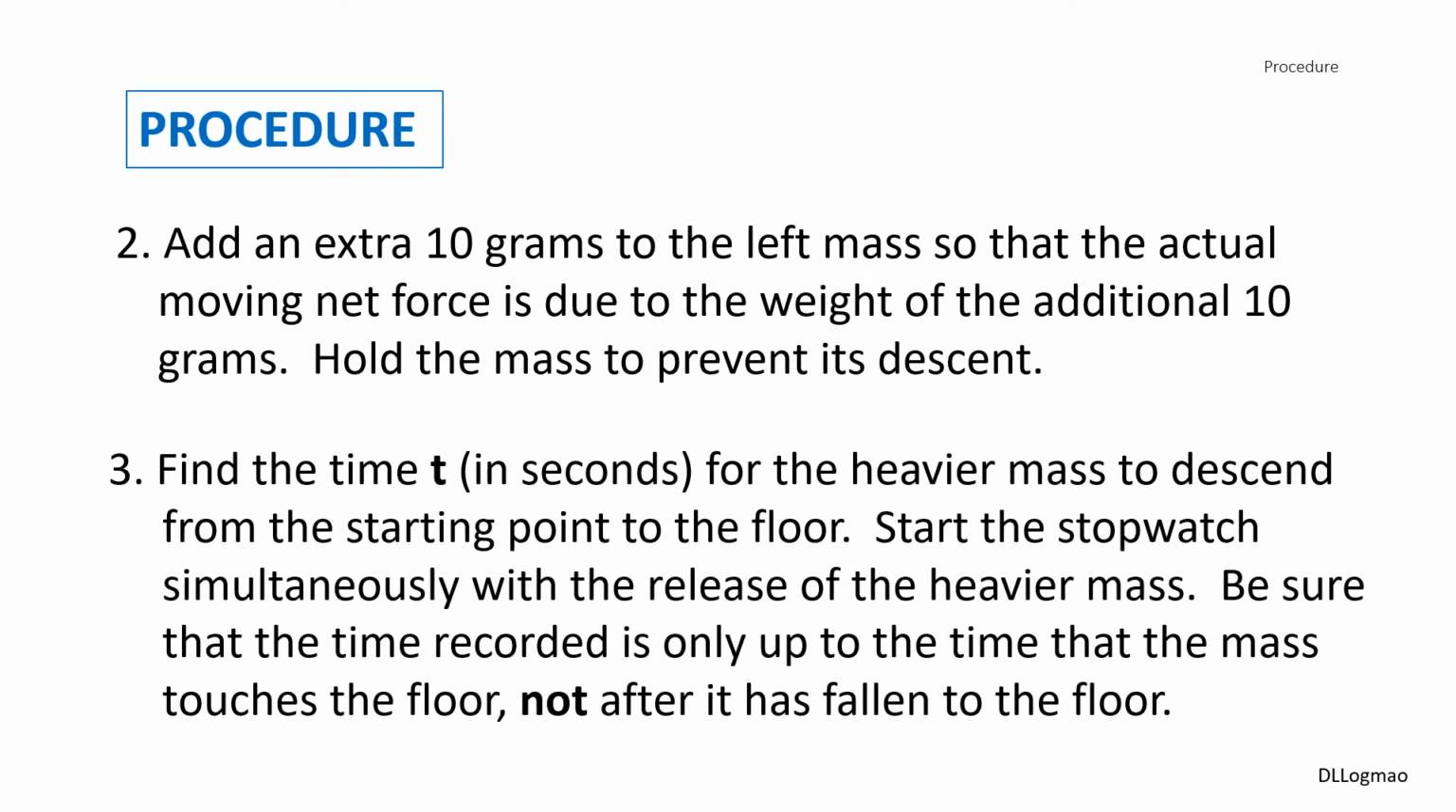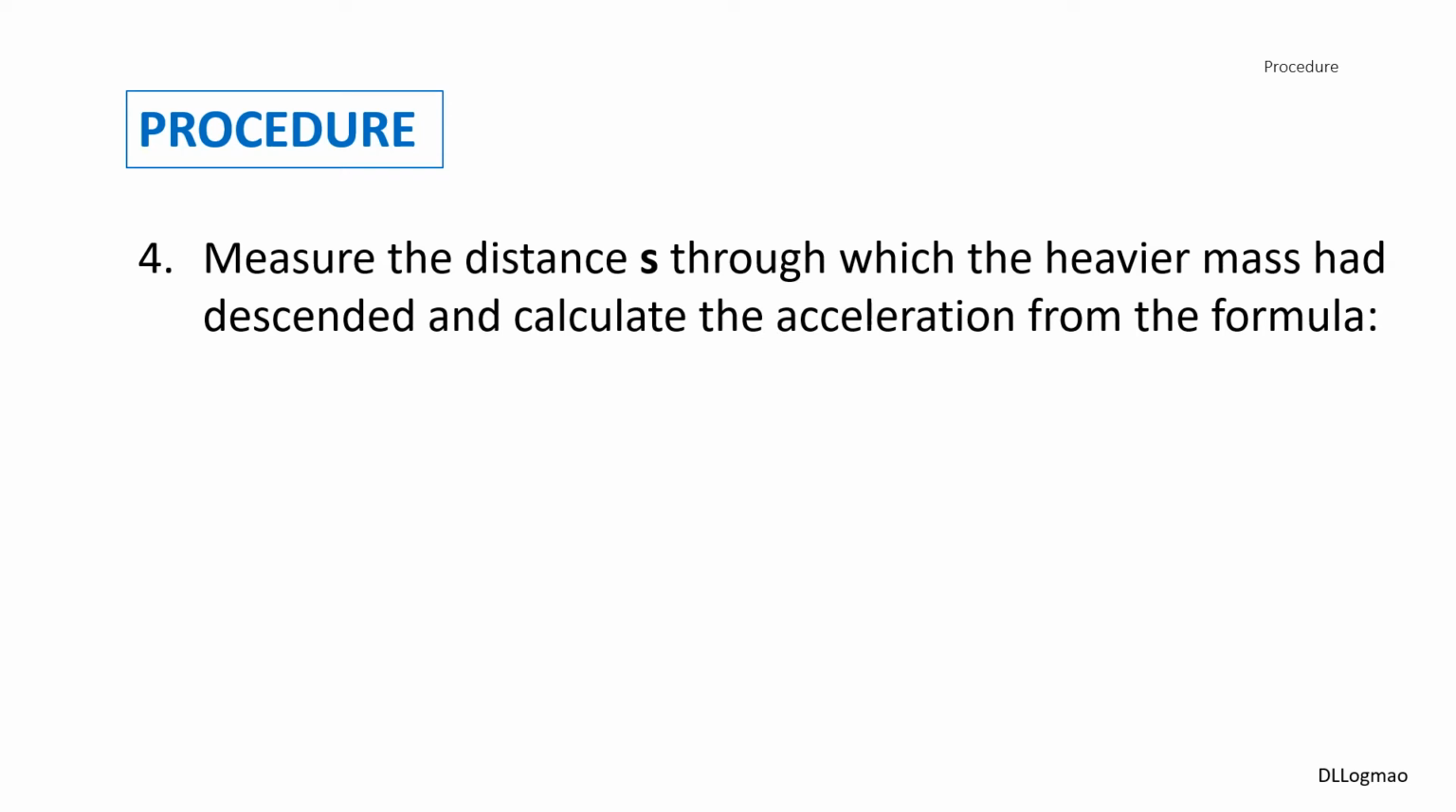Find the time t in seconds for the heavier mass to descend from the starting point to the floor. Start the stopwatch simultaneously with the release of the heavier mass. Be sure that the time recorded is only up to the time that the mass touches the floor, not after it has fallen to the floor. Measure the distance S through which the heavier mass had descended and calculate the acceleration from the formula.